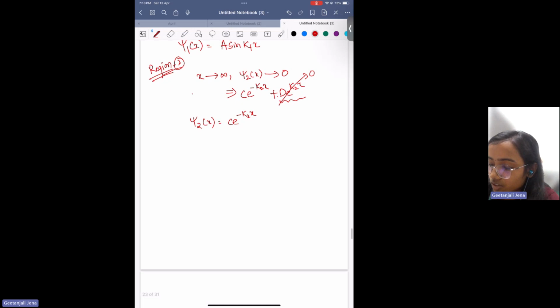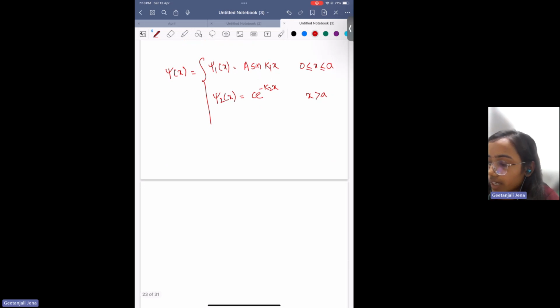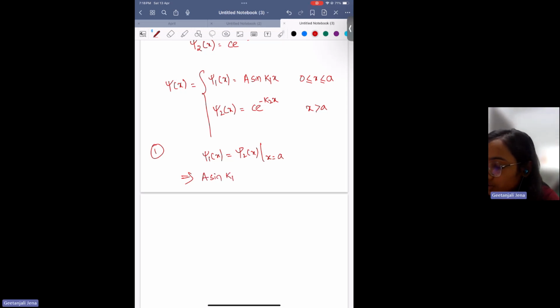So now we have the final expression for the wave function, which is psi of x. Region 1 is psi 1(x), which is A sin k1x. Region 2 is psi 2(x) equal to C e to the power minus k2x. This is for region 1. This is for region 2. Now we have to apply the boundary conditions to get the values of A and C and to get the transcendental equation. So the first continuity condition is that the wave function is continuous. Okay, so psi 1(x) equal to psi 2(x) when x equal to a. So psi 1 at x equal to a will be A sin k1a, and psi 2 is C e to the power minus k2a.